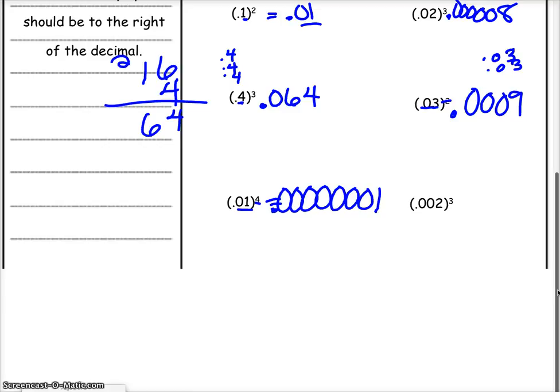Oh no, 0.002 cubed. 2 cubed is 8. And now I gotta deal with my decimal. So 3 times 3 spots is going to be 9 spots to the right. So I need 8 placeholder zeros. 1, 2, 3, 4, 5, 6, 7, 8.